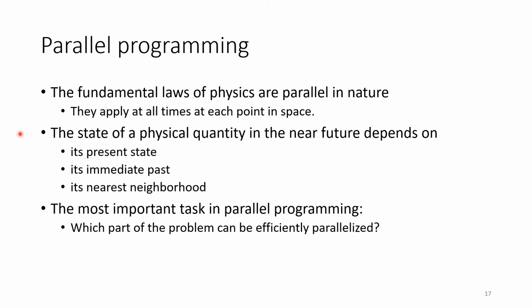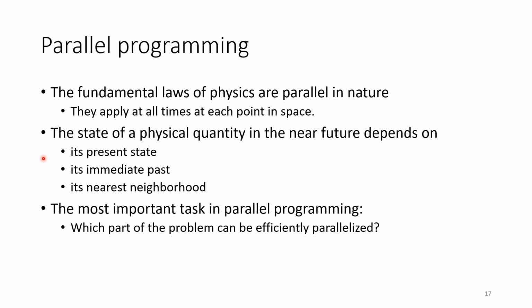And if you think in terms of this finite differences approximation, what kind of physical quantity we have in the near future, consider temperature, depends on the present state. What is my temperature right now? On the immediate past: what was my temperature a second ago, a minute ago? And the neighborhood: how's the temperature on the left? How's the temperature on the right? So if you're really thinking in terms of finite differences discretization, this is what my physics depends on in the near future.